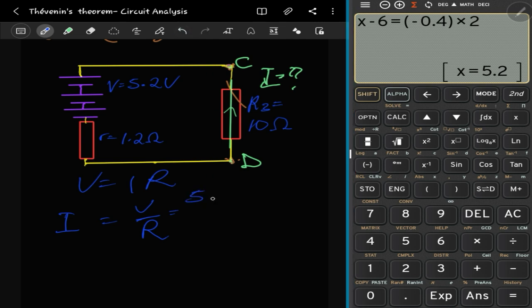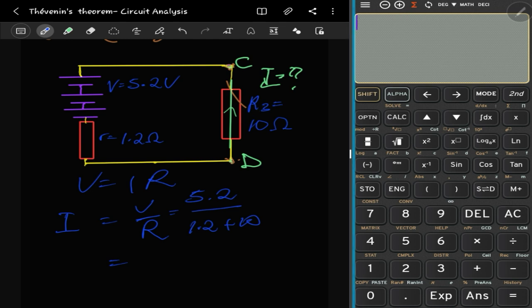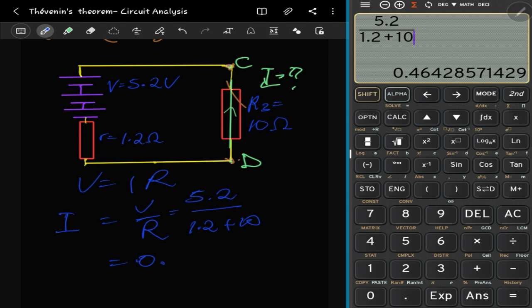So we have here 5.2, which is the voltage, and then R, because they are in series, we've discussed this over and over. That gives us 1.2 plus 10, right? And that'll give us our I, which is the current passing through the R3. So let's see. That's 5.2 all over 1.2 plus 10, right? And that gives us a current of 0.4643 amperes, right? Alright, so that's it. Thevenin's theorem, circuit analysis.